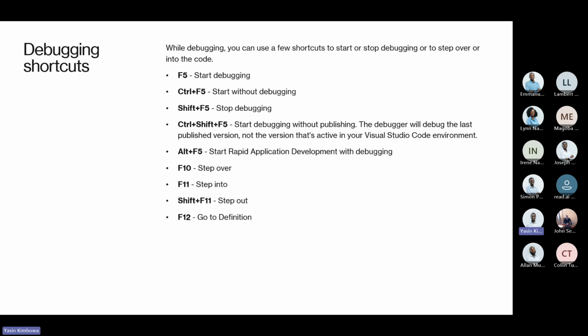Some of the shortcuts that can be used when debugging. F5, say for start debugging. Control plus F5, that one we know, it is publishing without the debugger. Then Shift plus F5 stops the debugger or the debugging session. Then Control plus Shift plus F5, that one starts the debugger without publishing.